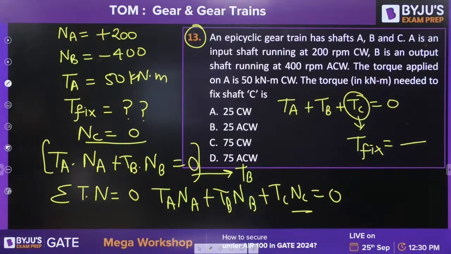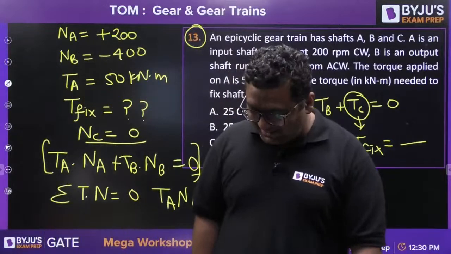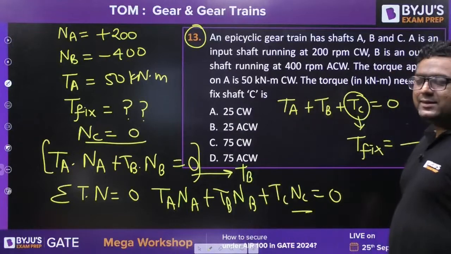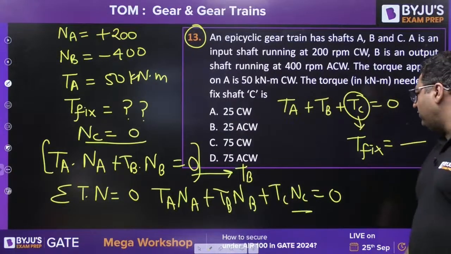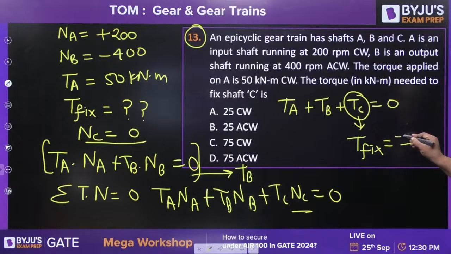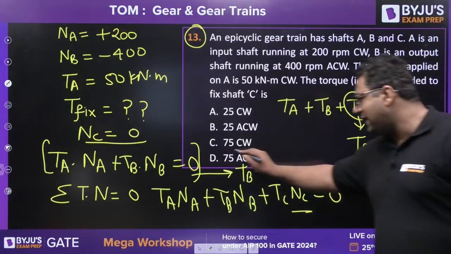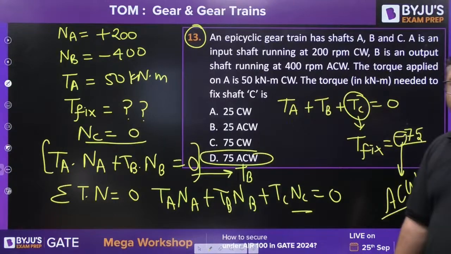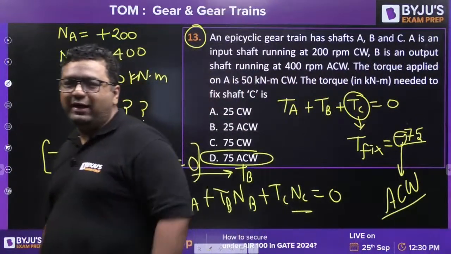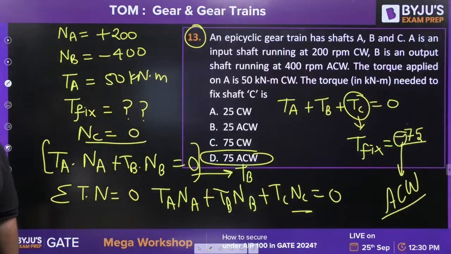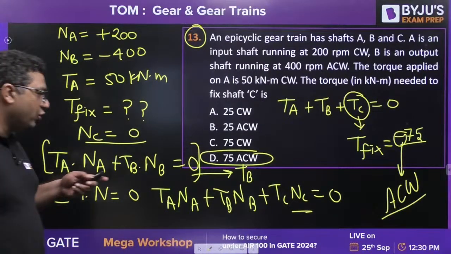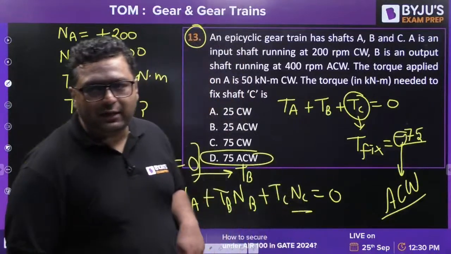Okay. Some are saying C, some are saying D. 75 will come clockwise or anti-clockwise, that is the issue. So guys, when you find out T_C, T fix, it will be coming minus 75. Minus means anti-clockwise. Answer will be D. Very good. Guys, you have tried well, only the direction was wrong. Naveen, Malesh, the answer is wrong because you have taken the direction opposite.